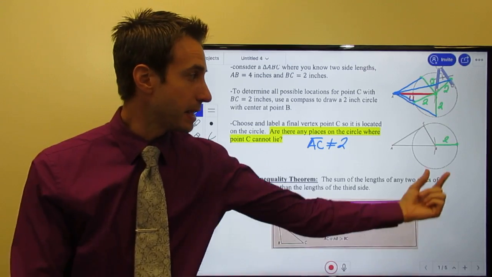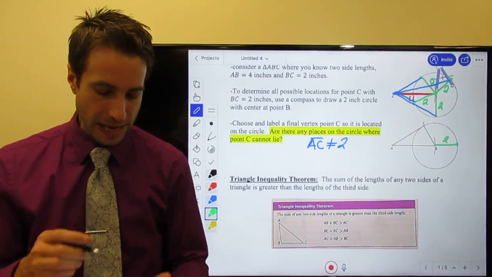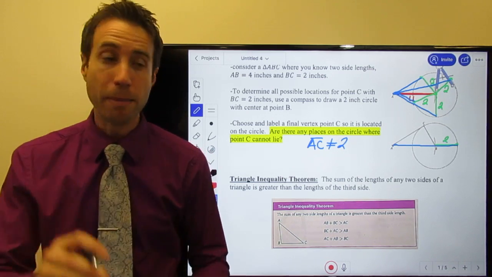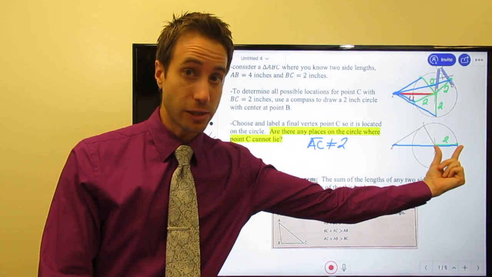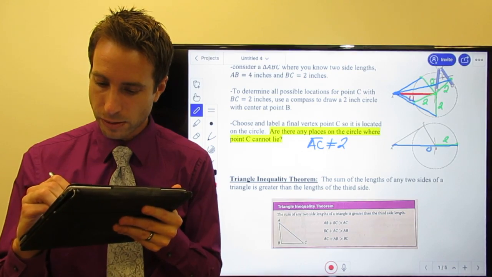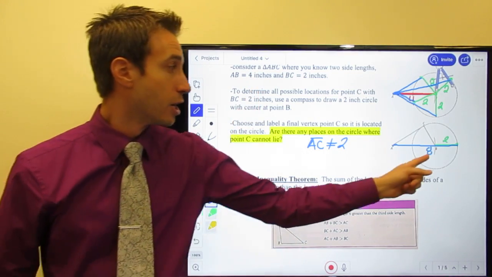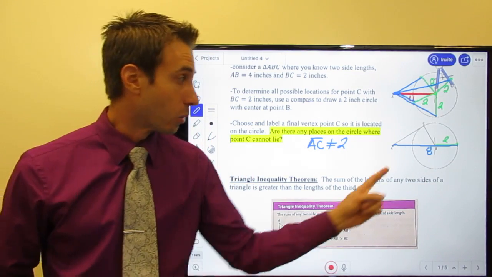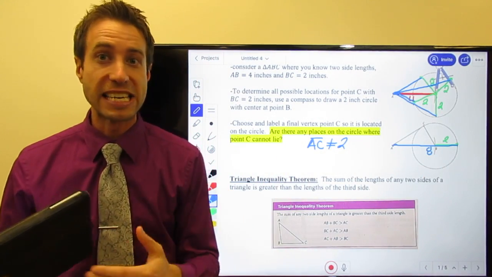Again, CB, 2 inches. What does that make the length of AC? Well, that would make the length A to C. Remember, AB is 4 inches. BC is 2 inches. 4 plus 4 is 8 inches. So it would be 8 inches. But that's not a triangle. Look, that's just a line. We're building triangles, not lines.